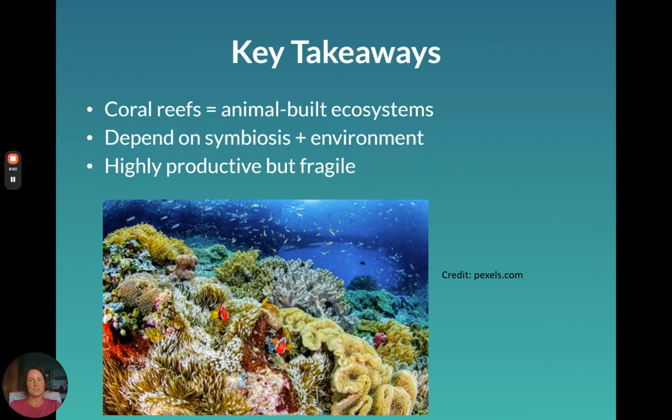So from our first lecture, key takeaways here: coral reefs are animal-built ecosystems. So corals are animals. They depend on symbiosis and the environment, specifically mutualism. They're very, very productive. They're highly sensitive, so they're very fragile. The same system that makes reefs successful can also make them vulnerable. So they're successful because they're in this very tight niche, but that also makes them vulnerable.